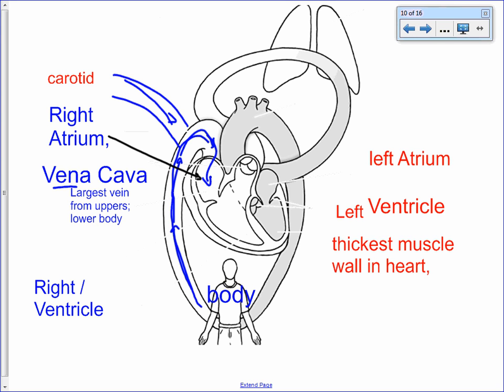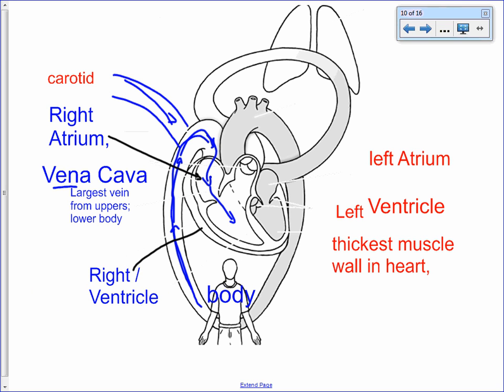Right atrium, the receiving chamber on the right side of the heart. As I mentioned before, an atrium just pumps blood a very short distance. It's very small. And it goes here to the right ventricle. Right ventricle is here. You can see it's kind of V-shaped. Right ventricle. So this is the first side of the pump.